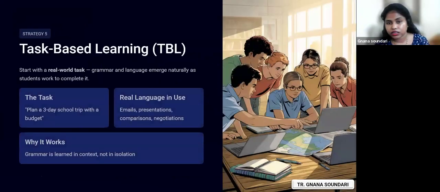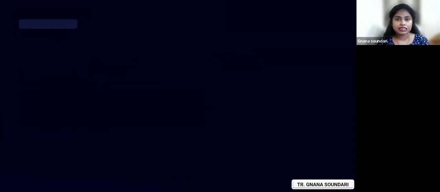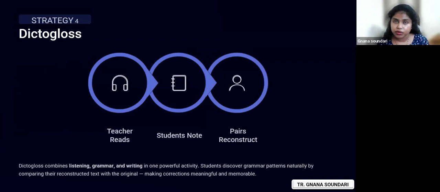So why does this method help? As I said, it practices listening, grammar, speaking, everything at the same time. If you're asking me how can I implement listening, speaking, grammar at one time? Dictogloss. Read a paragraph, ask them to make notes, and just ask them to reconstruct the paragraph that you have read with the help of the pen. That's all. So students learn grammar by discussing together with friends.